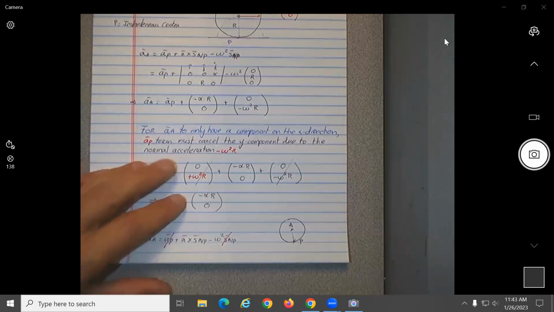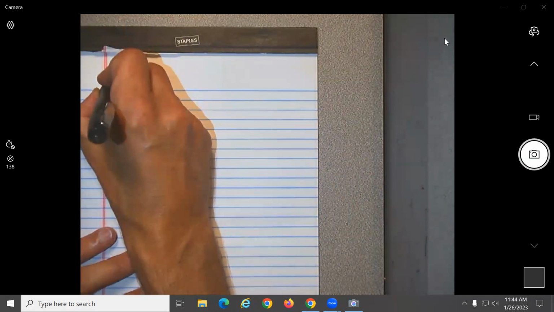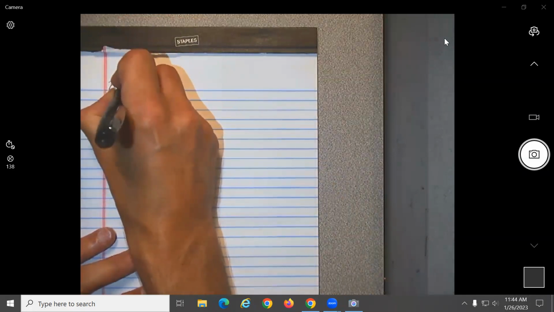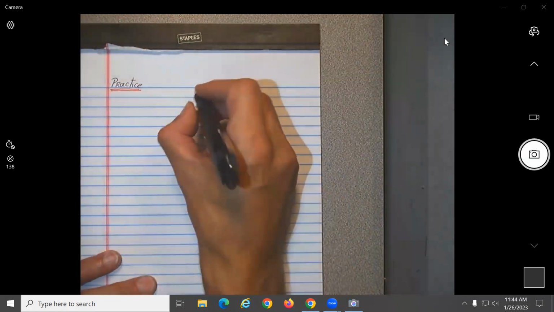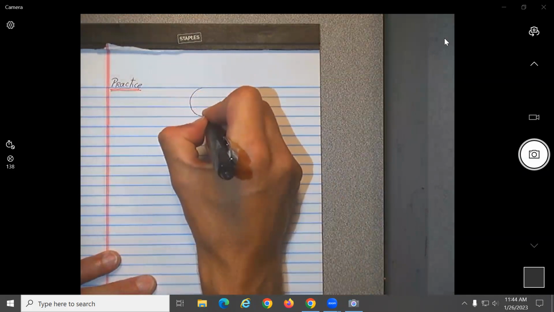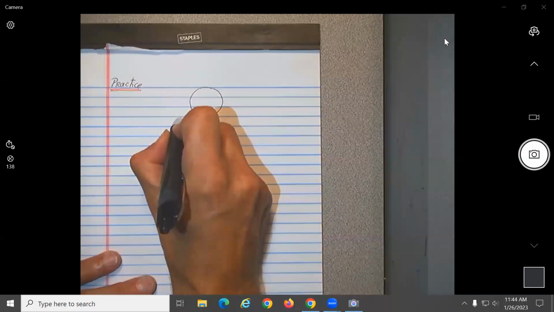Okay, so let's do some examples, but let's practice this a little bit before we do real examples. Let's consider again another object that is rolling.